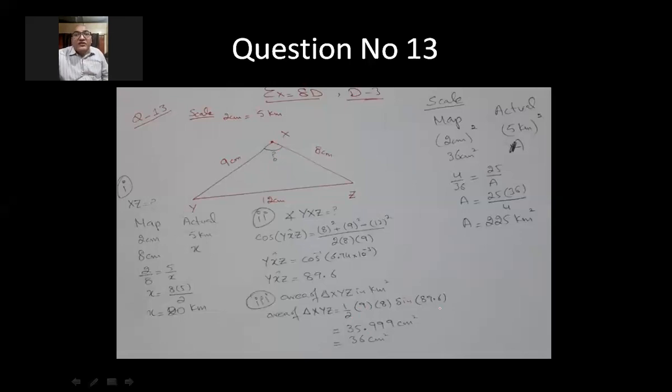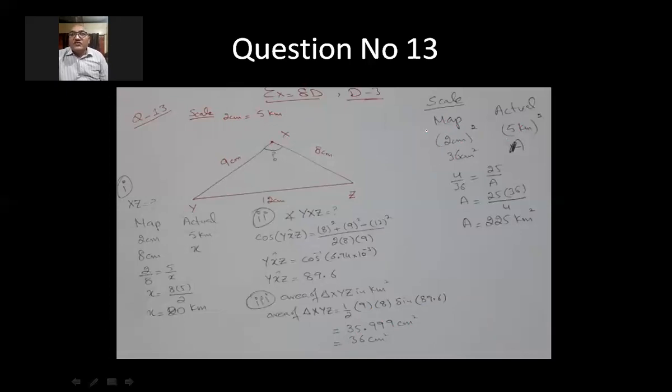That will be 1 by 2 into 9 into 8 into sine of 89.6, and that will be 35.999 centimeters square, which is equal to 36 centimeters square. So that's the area on the map. And the scale of the diagram is given to us, but this given scale is of the length. If I want to use the scale of the length for the area, I have to take square on both the sides. So map, actual: 2 centimeter equals 5 kilometers.